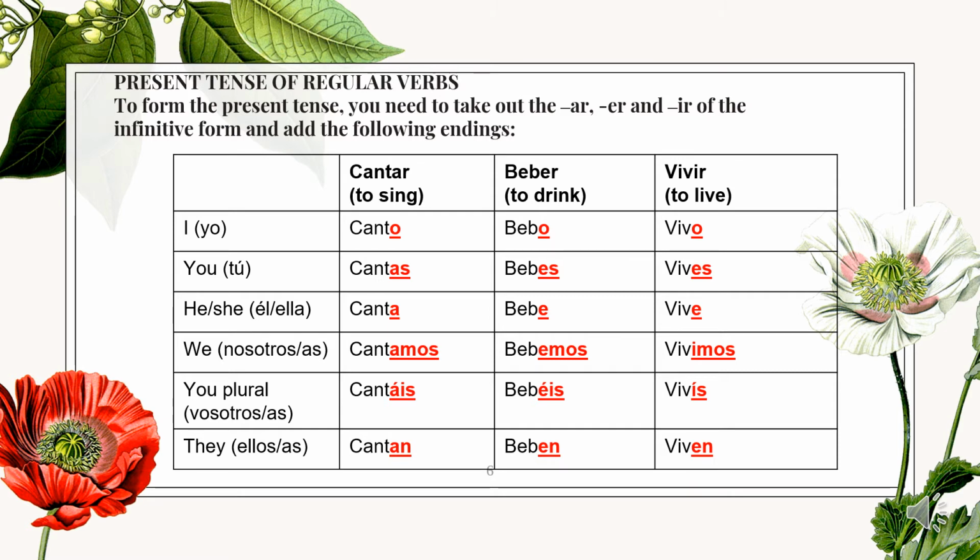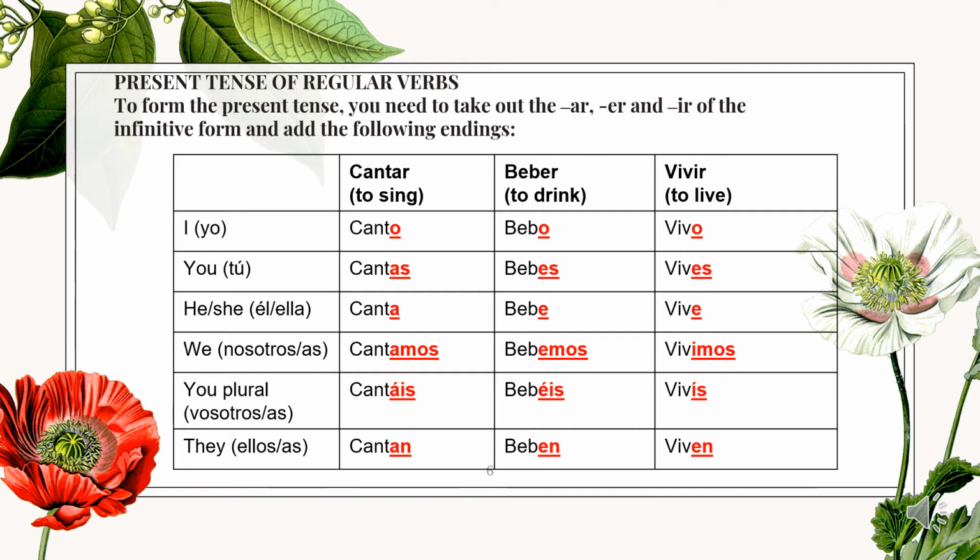So you don't need to use the subject. You don't need to say yo canto. You can just say canto, because that O that you can see there in red underlined, that O is telling you, hello, that's I. So, canto, cantas, canta, cantamos, cantáis, cantan. For ER verbs, such as beber, bebo, bebes, bebe, bebemos, bebéis, beben. For the IR verbs, such as vivir, vivo, vives, vive, vivimos, vivís, viven.